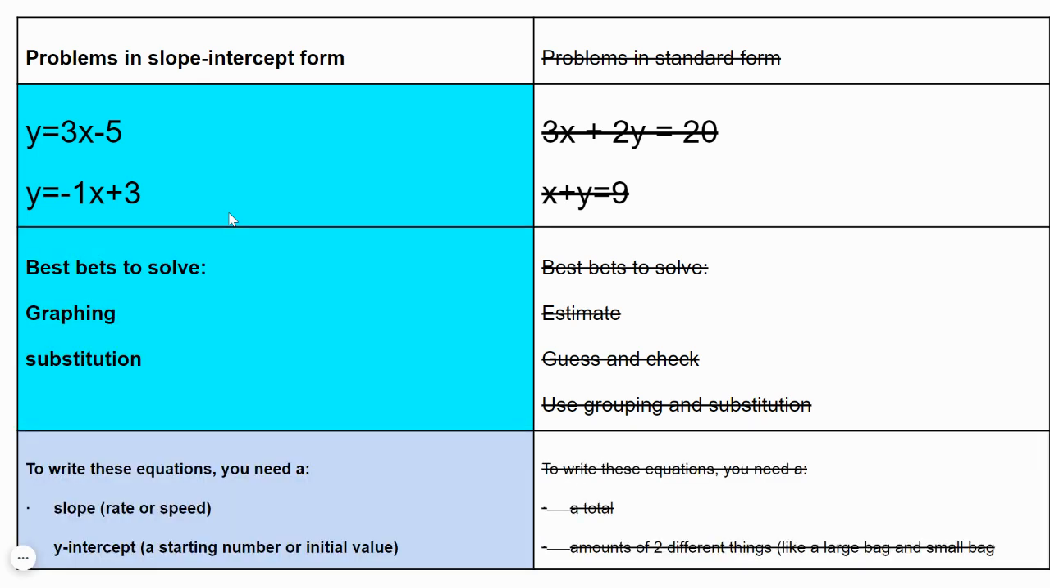If you ever have a word problem and you're looking to decide is this slope-intercept form or standard form, if you're reading a word problem and there's talk of slope or rate or speed or starting point or initial value, chances are you're talking about slope-intercept form. And that's what we're going to be looking at today. See if we can find the rate or speed or slope, starting point or initial value, write an equation, and then decide whether we want to use substitution or graphing at that point to solve that.